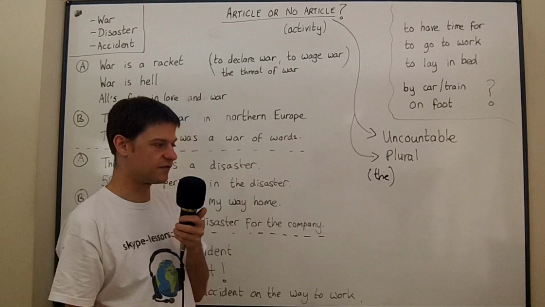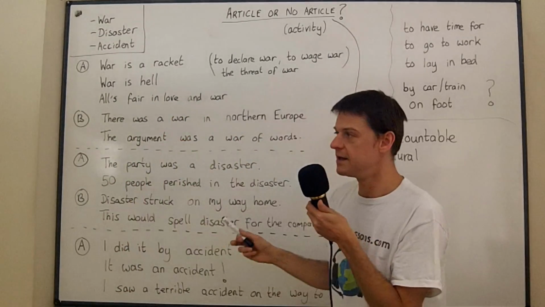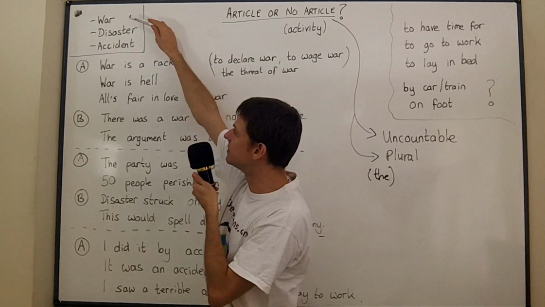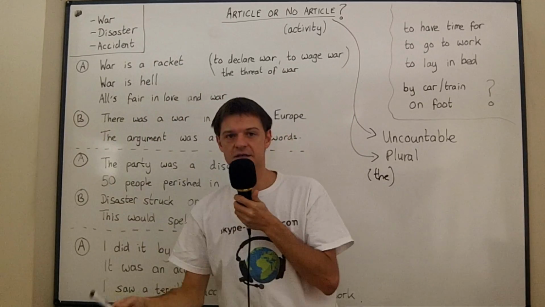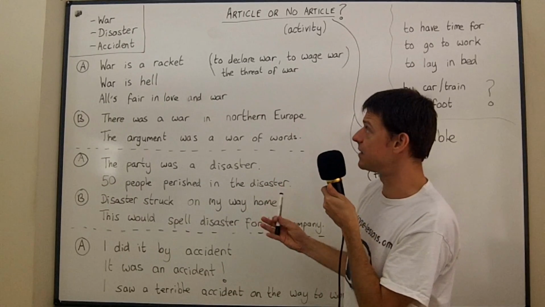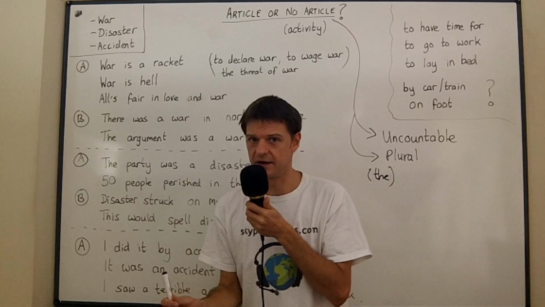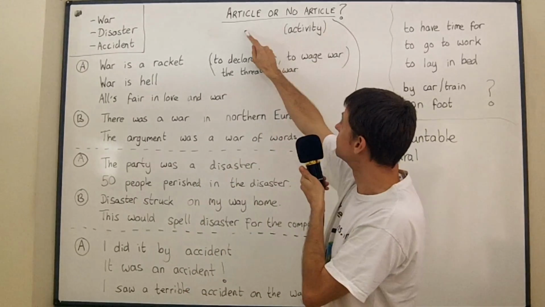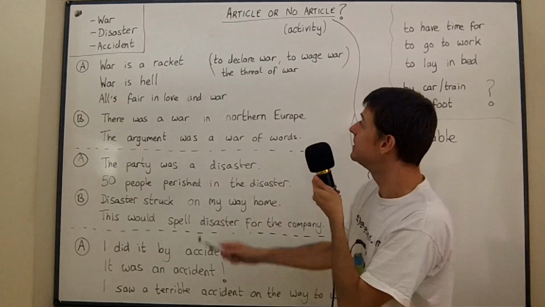Now that's simple enough. You might think that it's easy, therefore, to choose between article and no article, but it's not easy, because if we just take three words pretty much at random, war, disaster, accident, are they countable or uncountable? And the irritating answer is they are both. Sometimes they're countable, sometimes they're uncountable, and the only way you'll know, therefore, whether to use article or no article is to feel if they're countable or uncountable.